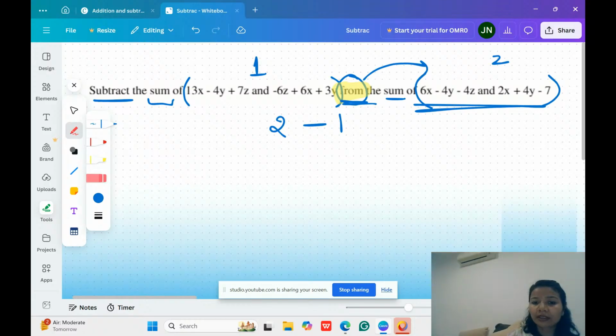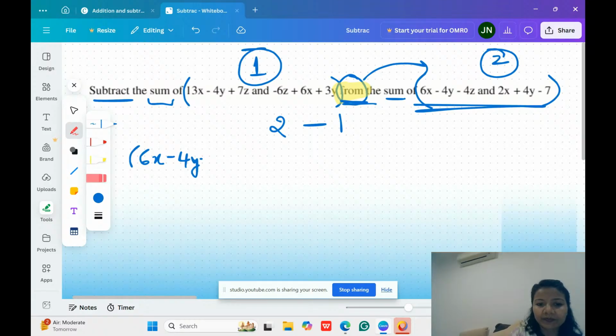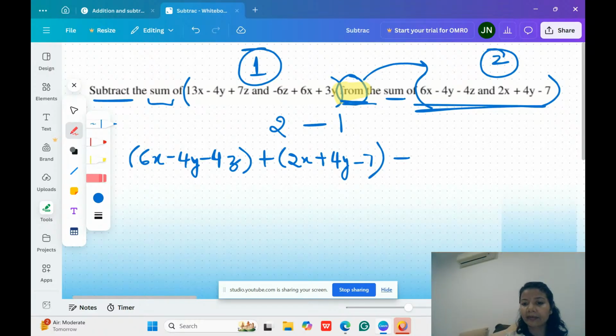So now let's write it. I'm writing the whole thing in one sequence. You can solve them separately, like you solve for 2 first and then for this and then subtract ultimately. But I prefer writing it all together. It saves some time. Again, it all depends on your comfort level, how comfortable you are solving this way. Then minus. Now I'm putting a big bracket here because there are two things here.